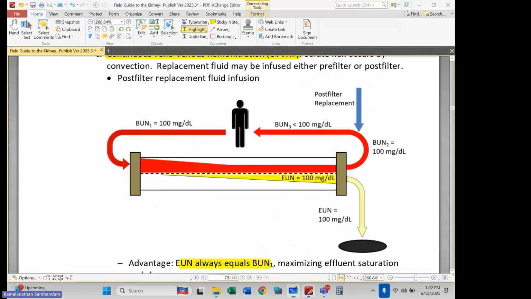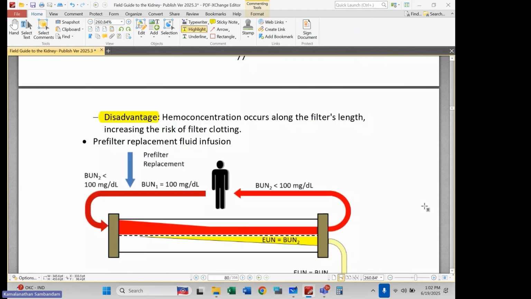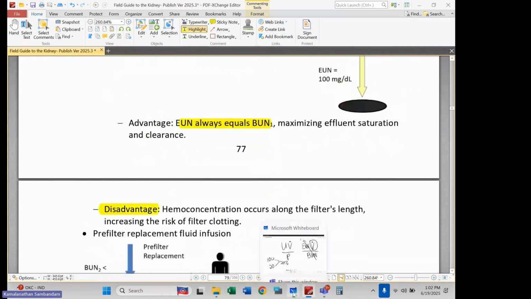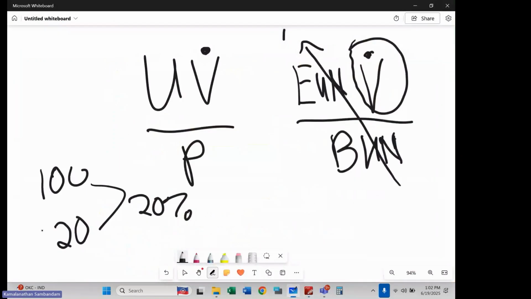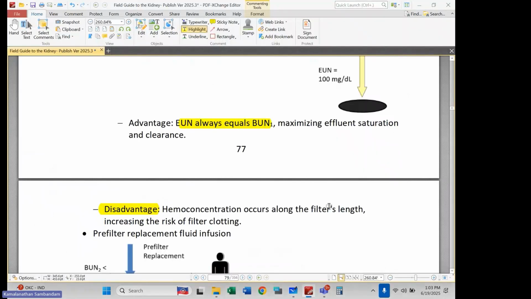Once you start pushing above this 20% filtration fraction, we become more and more concerned about risks for clotting. So you try and keep that filtration fraction relatively low. We could either decrease the replacement fluid flow rate, but if the patient needs that clearance, obviously you don't want to do that. So you have to increase the blood flow rate in order to reduce the filtration fraction and predisposition to clotting.